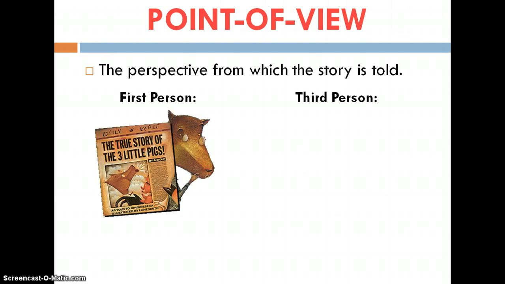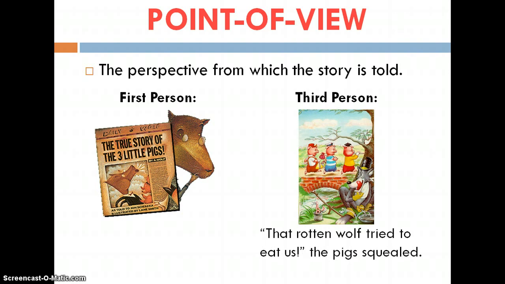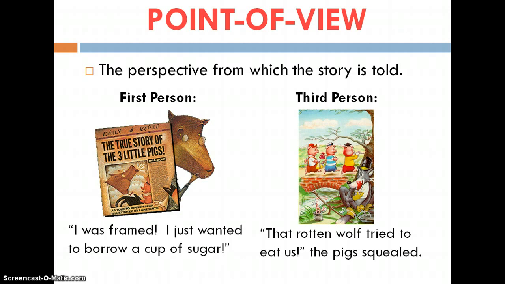Let's look at it. The true story of the three little pigs versus the picture of the three little pigs. "That rotten wolf tried to eat us," the pig squealed. They said, that group of pigs. Not like they're talking directly to you. Versus if the wolf said, "I was framed. I just wanted to borrow a cup of sugar." He's talking as if he is in the story, versus someone who's just saying, the pig did this, the wolf did this. That is third person. You won't have a story of second person in the stories or in this particular test.